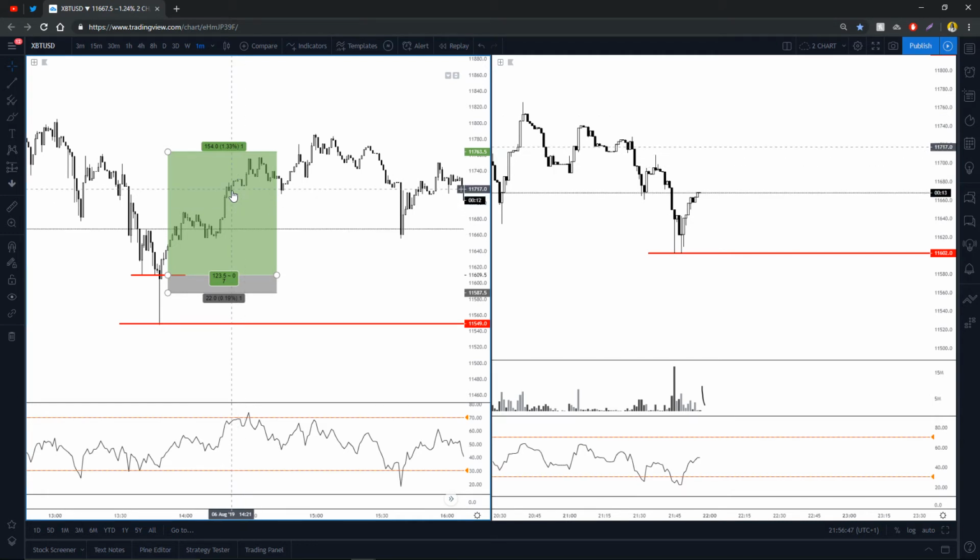And I left a bit of money on the table here, but nonetheless, that was still like another 5. So in a day here, I've made, what's that, near enough 11R, which I can't really moan about on just scalping a 1 minute chart.